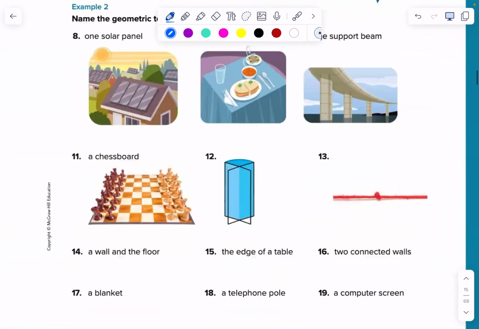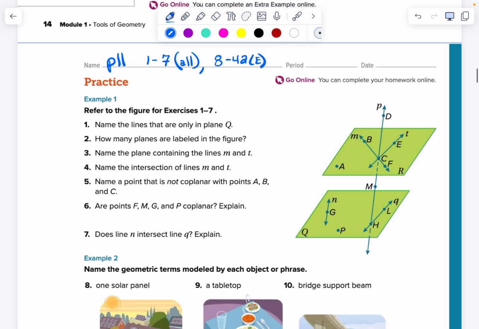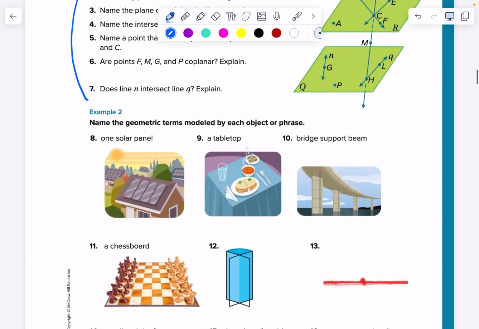Homework assignment is right here. It is this, page 11. 1 through 7, I have you do all of them. That's these guys here. All of them, odds included, everything. Then 8 through 42, the evens. Holy crap, that seems like a lot. They are not that bad.